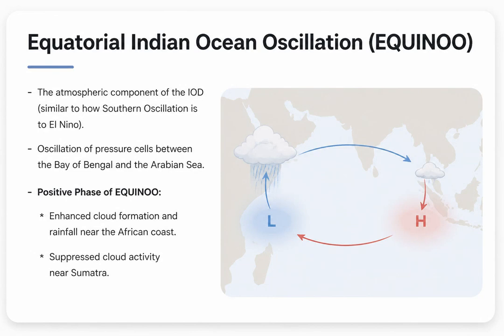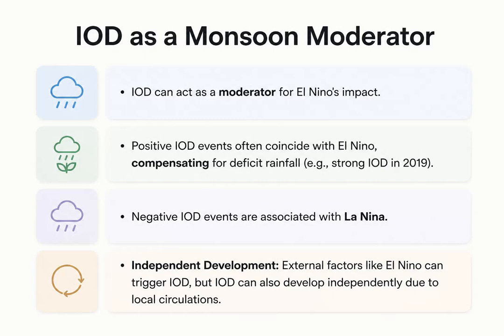Just as El Niño has an atmospheric component called the Southern Oscillation, the Indian Ocean Dipole has an atmospheric counterpart called Equinoo, the Equatorial Indian Ocean Oscillation. This refers to the shifting of atmospheric pressure cells between the Bay of Bengal and the Arabian Sea. During a positive Equinoo, the warm waters near the African coast lead to enhanced rising air and cloud formation there, while sinking air suppresses cloud activity over near Sumatra. The interaction between these global systems is fascinating, and it's a frequent topic in advanced exams.